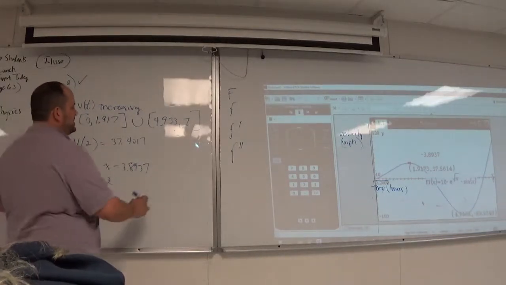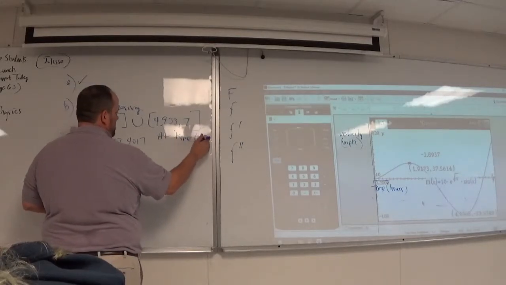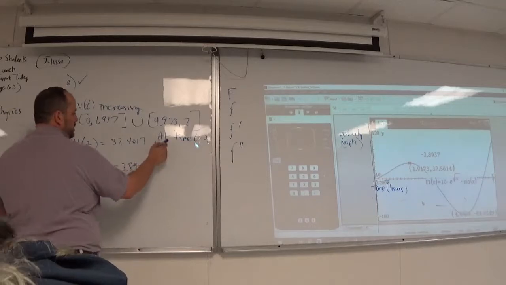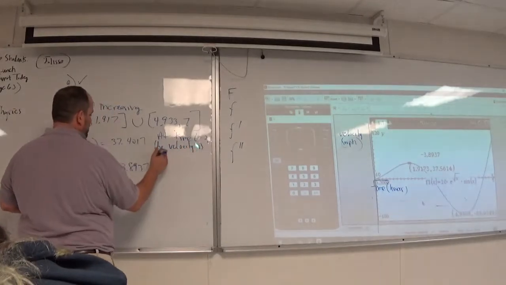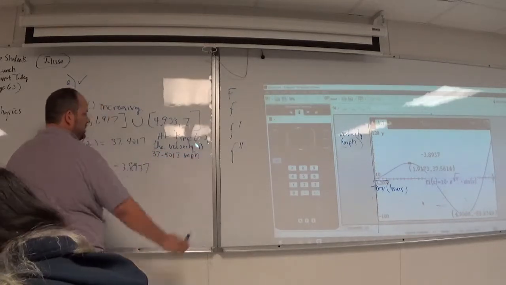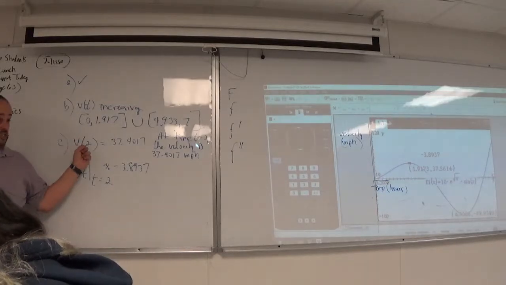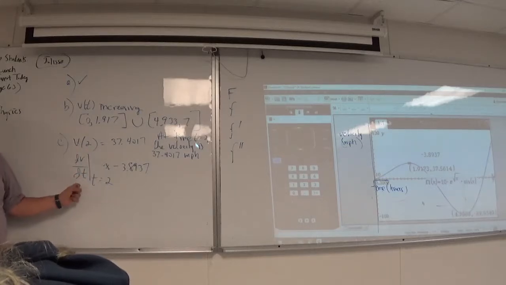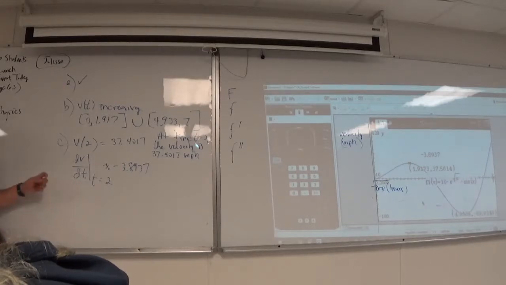This first one says at time t equals 2, the velocity is 37.4017 miles per hour. Right, not calculus, just like algebra 2 pre-calculus stuff. I'm really interested to see what you guys can do with this next one in terms of the explanation. It's been a while since you've done it. We'll check in a minute.